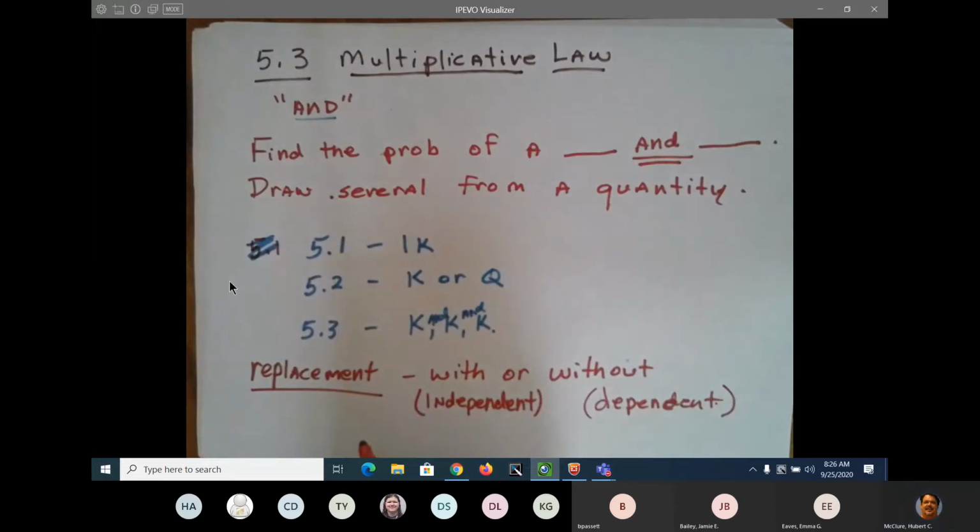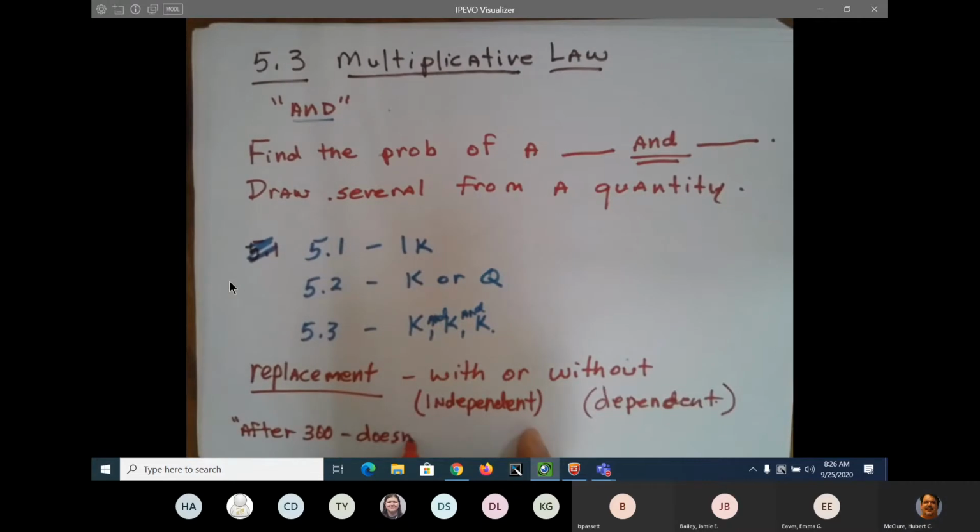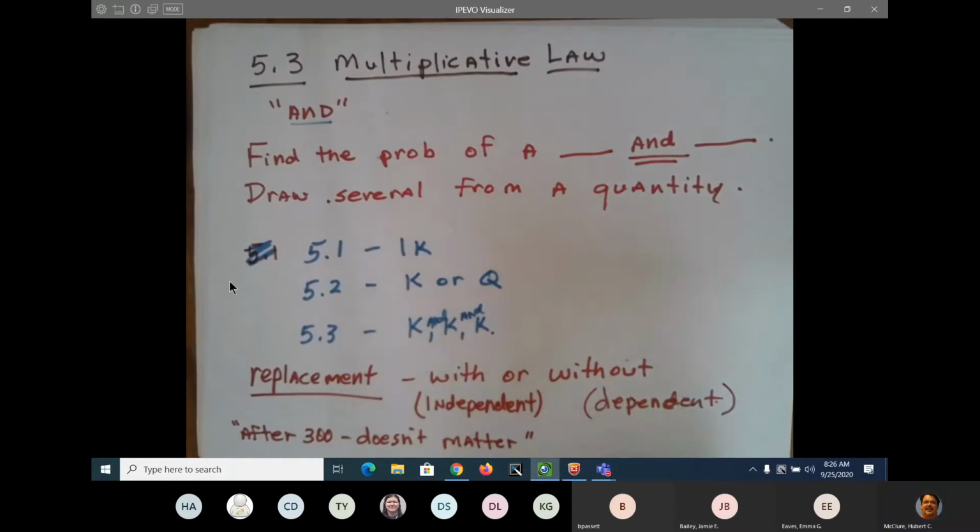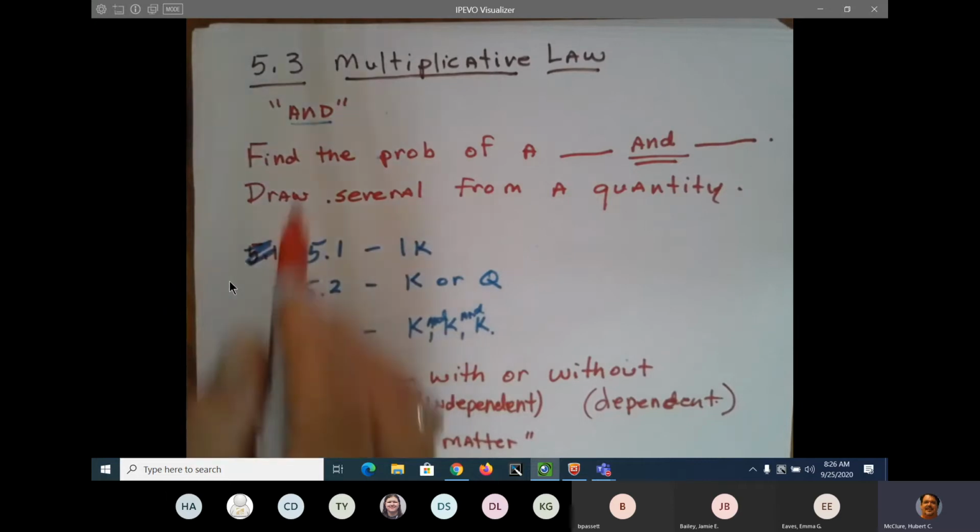Also, I'm going to put something here. After 300, it doesn't matter. I'll get to that when we go over an example. After 300, it doesn't matter. And we'll get to that when we do an example. As with the additive law and with general probability, the best way to explain it is to go over some examples. Okay, so you're looking for the word and.